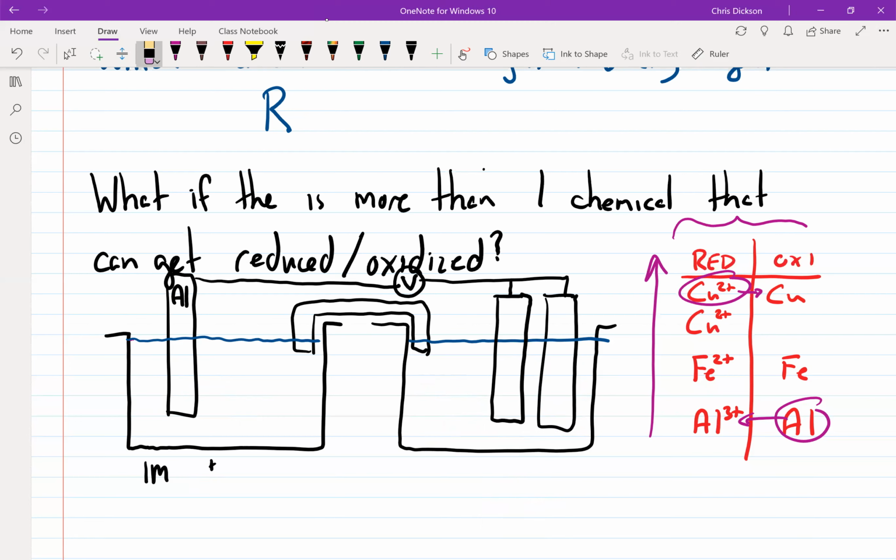And let's say that we use the exact same chemicals, but we switch how we have them present. Okay, so let's make the beaker on the far side the copper, and then the copper 2+. And then let's make this the iron again, and the Fe2+ in solution. And then let's make this the aluminum, and aluminum 3+. Okay. And besides that, we're not going to find out what the voltage on this would be here.